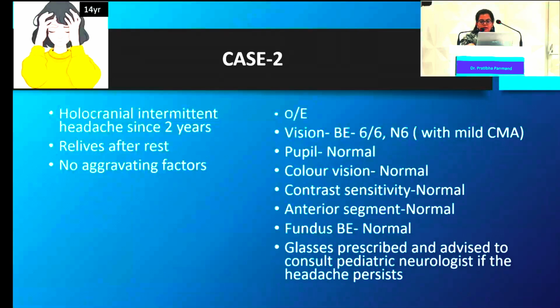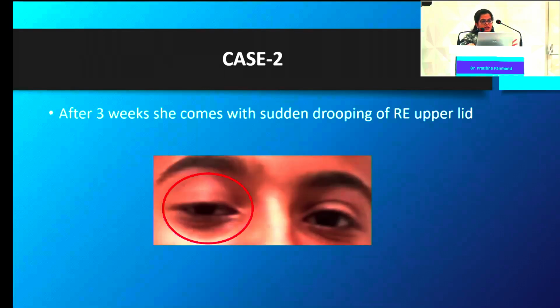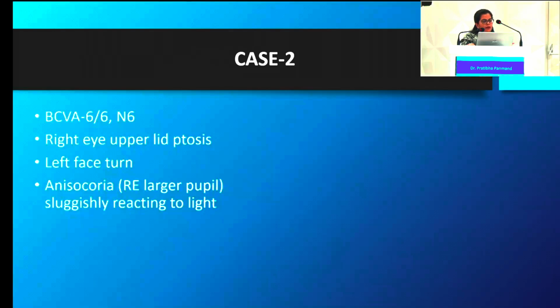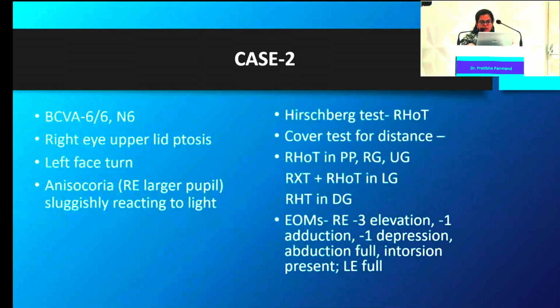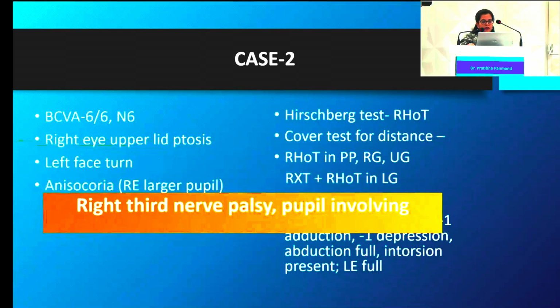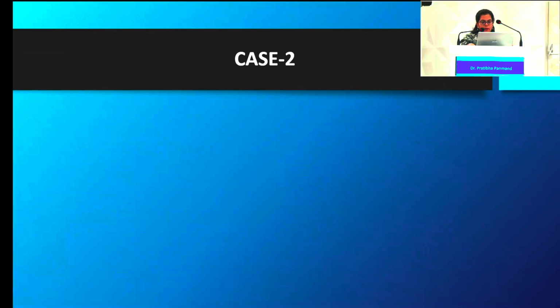So glasses were prescribed, and she was advised to consult a pediatric neurologist if the headache persisted. However, to our surprise, after 3 weeks she came back with a sudden drooping of the right eye upper lid. Her visual acuity at this visit was 6/6 in both eyes with a right eye ptosis, left face turn, and anisocoria with the right eye having the larger pupil. Her squint evaluation and extraocular motility were suggestive of a right third nerve palsy involving the pupil.